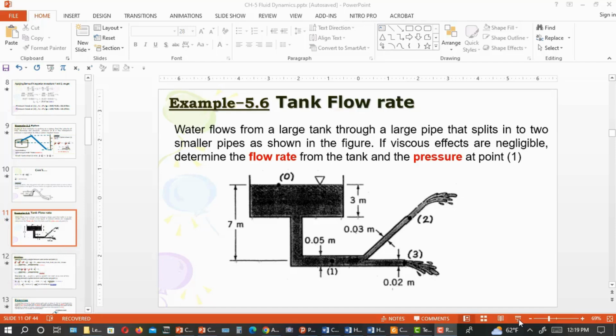Okay, let us proceed to example 5.6, which is tank flow rate. Water flows from a large tank through a large pipe that splits into two smaller pipes, as shown in the figure below. If viscous effects are negligible, determine the flow rate of the tank and the pressure at point 1.